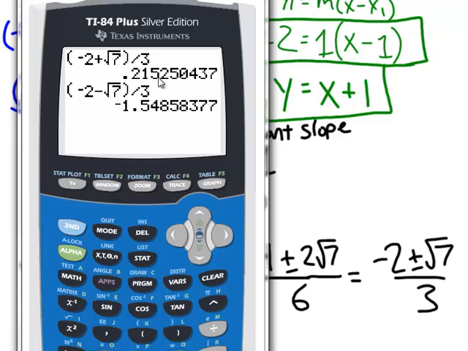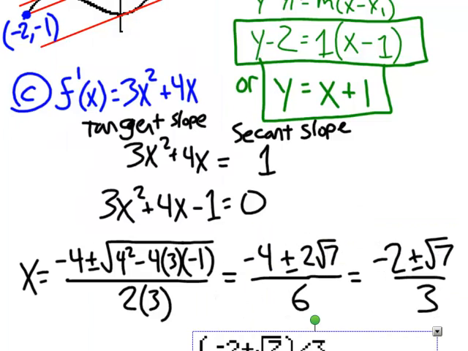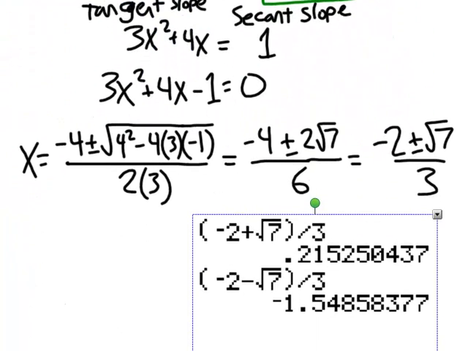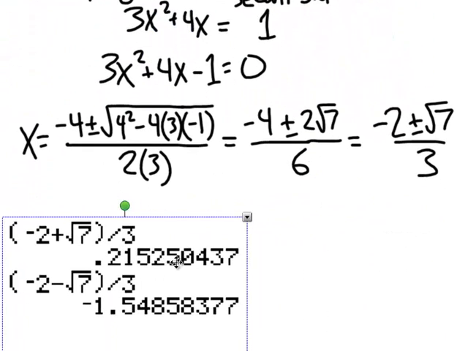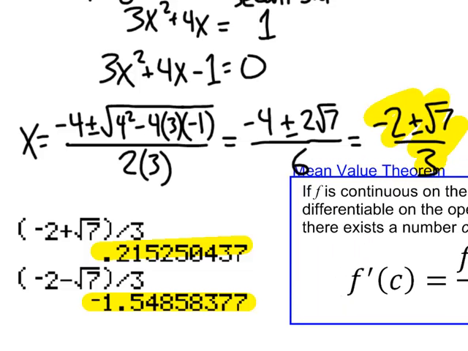Let's double check and see if they both are on the interval that we're interested in. Our interval was from -2 to 1. They are both on the interval, and we expected that because we expected to find two tangent lines that are parallel to the secant line. So again, if we're doing this all by hand, I would obviously work with this expression of x, or the c values, so to speak, for the mean value theorem. Remember, we're calling them x, but those are really this c value that we're looking for.